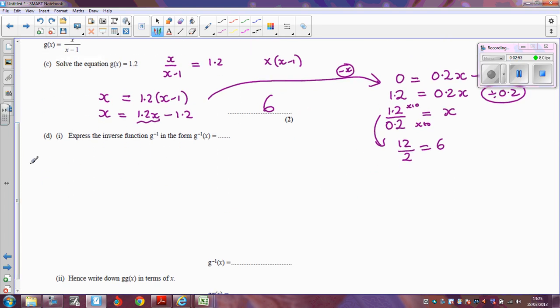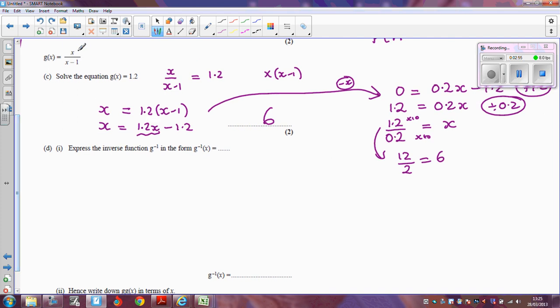Right, we're now asked to find the inverse function. So g of x is this function here. My first step is to write y equals g of x. So y is equal to x over (x minus 1). And my job now is to rearrange this to make x the subject. First thing I'm going to do is multiply by that (x minus 1) on the bottom. So y times (x minus 1) will equal x. Removing the brackets, I've got xy minus y is equal to x.